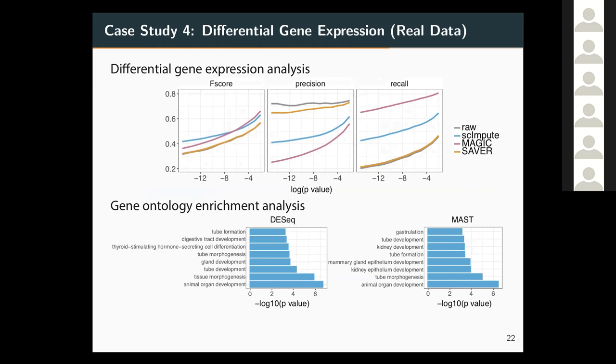Similarly, if we use MAST to identify the DE genes, we can also observe some enriched GO terms that are relevant to the biological function of endoderm cells. And on the contrary, if we take the DE genes that can only be identified in the raw data, but not in the imputed data, we are not able to identify these meaningful enriched GO terms. So this result suggests that scImpute can assist the differential gene expression analysis in single cell studies and help us identify biologically meaningful differentially expressed genes.